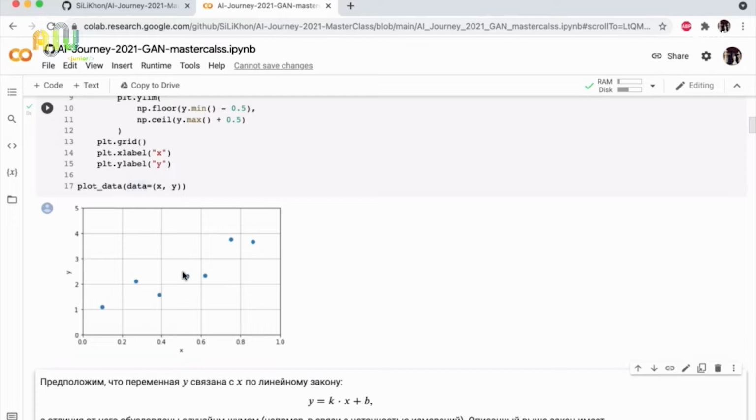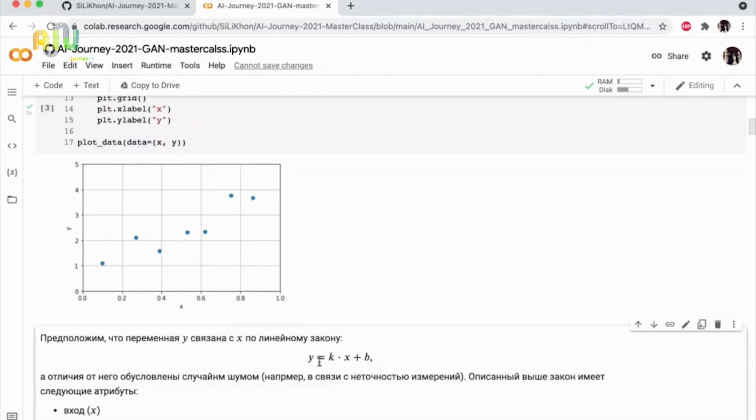We see that there is a more or less linear correlation here with some noise. Actually, I must confess that I created these dots myself, and I know the rule according to which they were created. It was just a linear law with some noise: kx plus b, with normal noise for y.